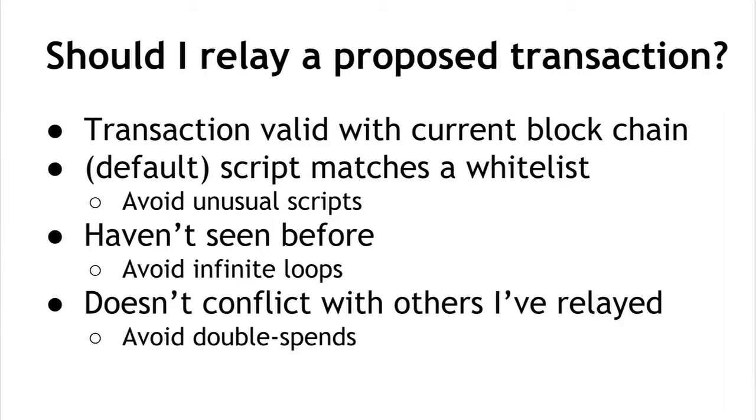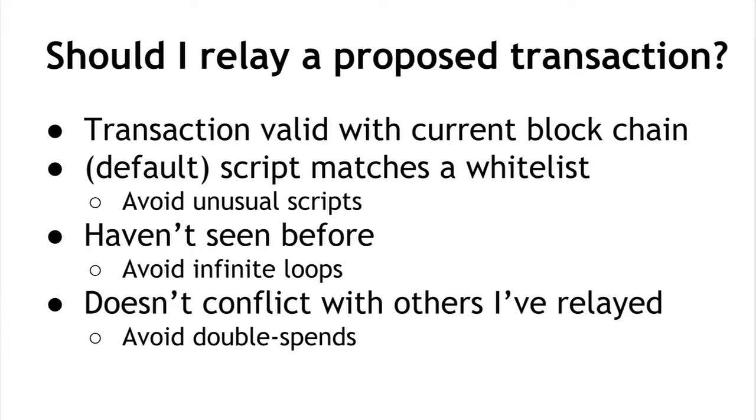So how do nodes decide when they hear about a new transaction whether or not they should propagate it? The most important thing they do is they check to see, given their view of the blockchain, whether or not this transaction is valid. So they do all the transaction validation we talked about earlier. They run the script, they see that the script checks out, they see that the coins that are being redeemed here haven't already been spent. And if all of that checks out, then this looks like a valid transaction that they should try to relay.